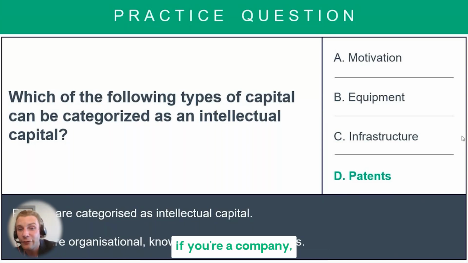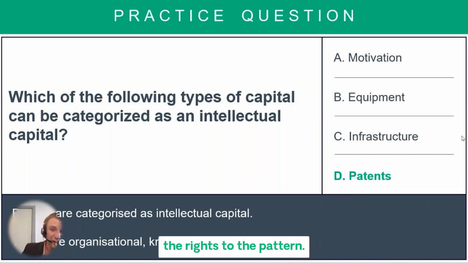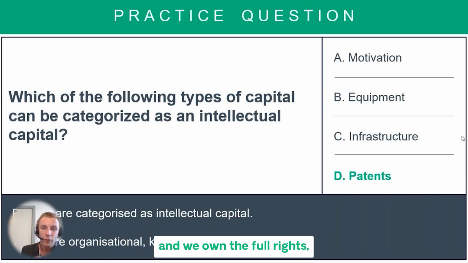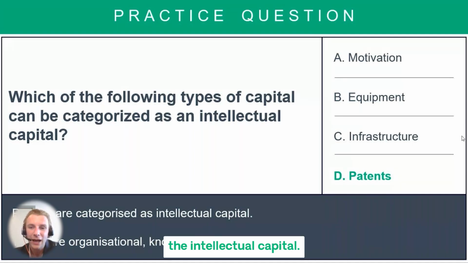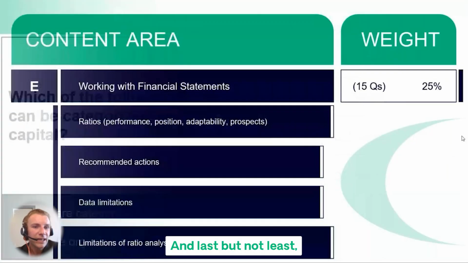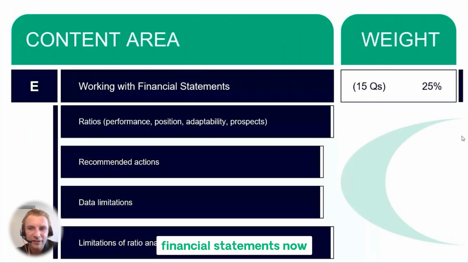And this is where, if you're a company, you might have the rights in terms of a patent, and these are organizational, knowledge-based intangibles that we have the rights to that patent. We could maybe sell the rights to the patent, but they are intellectual capital. We've built them up, we've had the patent accepted, and we own the full rights to that intellectual capital. We can sell it, we can use it ourselves, and just think about it practically to help you out.